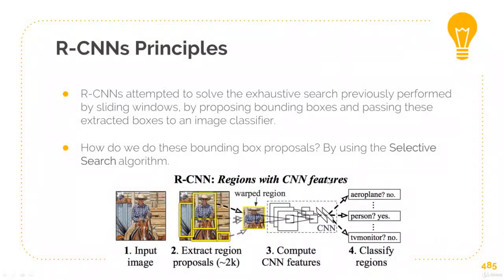RCNNs attempted to solve the exhaustive search previously performed by sliding windows by proposing bounding boxes and passing these extracted bounding boxes to the image classifier. So how do we find these bounding boxes? How are they proposed? They're proposed by using the selective search algorithm. And this is a simple illustration of what happens here. We have an image, we have the proposed bounding boxes, and then we use these boxes, pass them through a CNN, and try to identify what is in them.